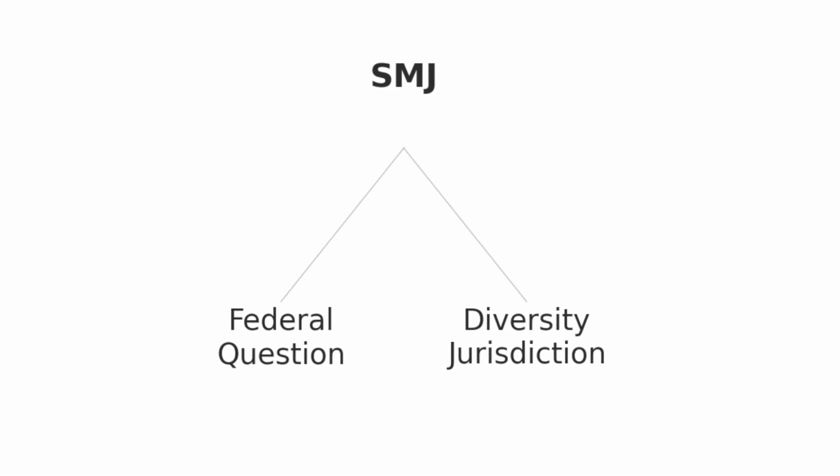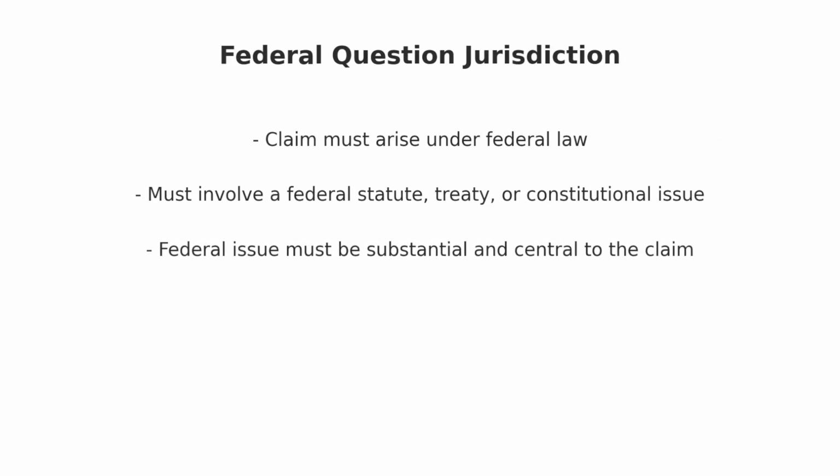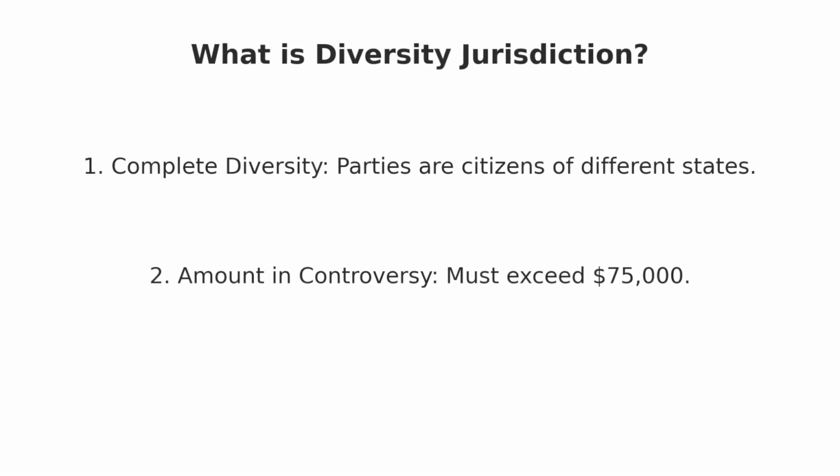Two of the most common types are federal question and diversity of citizenship. Federal question jurisdiction means the case involves a question of federal law, like a dispute over a federal statute or constitutional right. Now, diversity jurisdiction kicks in when you've got parties that are citizens of different states, and the amount of money at stake is over $75,000. So why would a case between people from different states end up in federal court? Wouldn't it make more sense to have it in one of their home states?